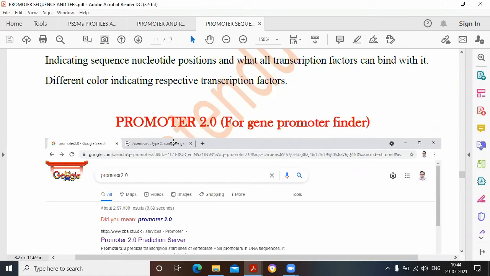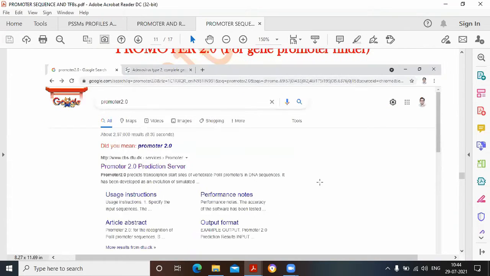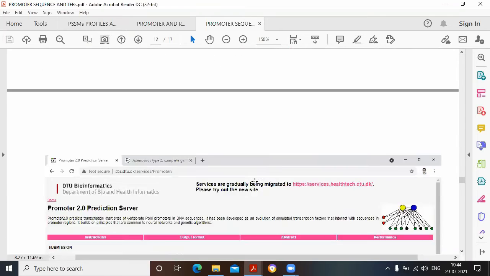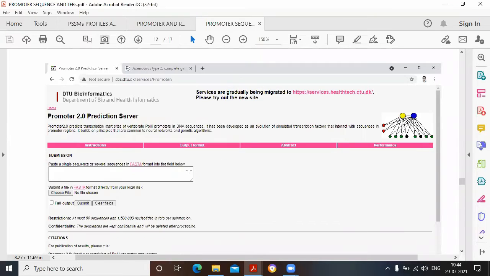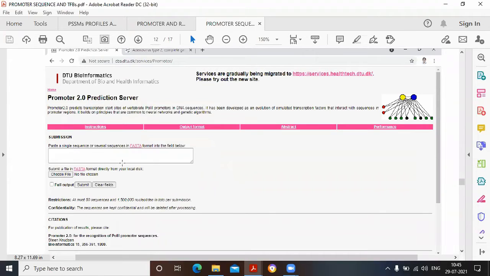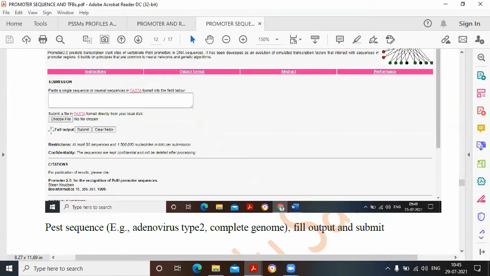we also have a server for that, Promoter 2.0. You can just type promoter and you get many things. Click on Promoter 2.0 and you get the home page, and here you paste your FASTA format sequence. Of course, you need to paste the DNA sequence here, not the mRNA sequence. Paste the DNA sequence in FASTA format, select the full output, and then click on submit.